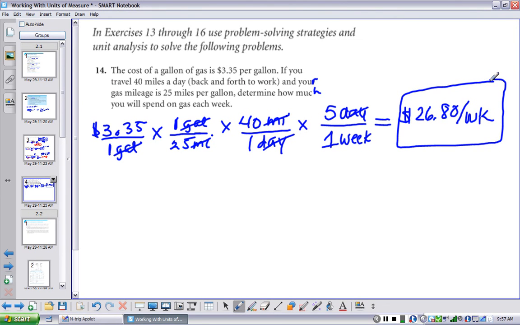Okay, so here we talked about working with units of measure, and we talked about unit multipliers, how to make a unit measure.